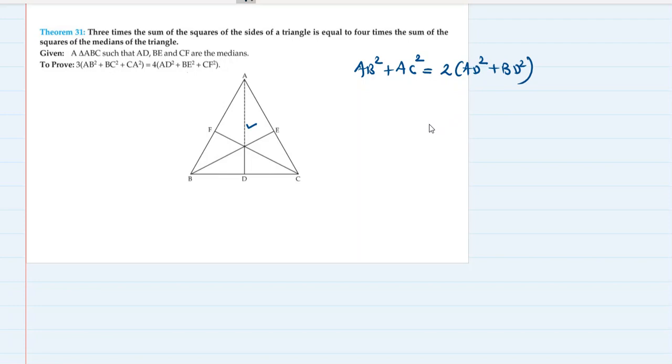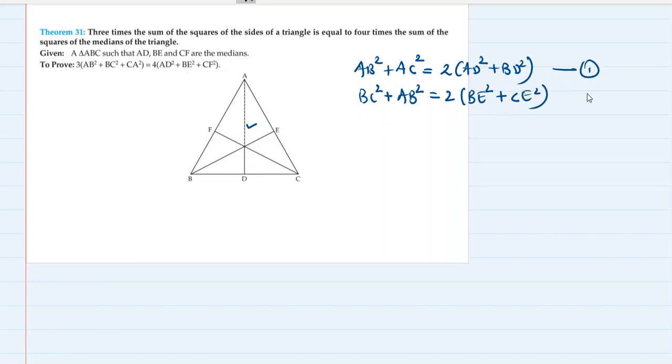Okay, then we take another median. Let's say we'll take BE. Which are the two sides adjacent to BE? BC square plus AB square. BC square plus AB square is equal to 2 times BE square plus half the third side, that is CE square.